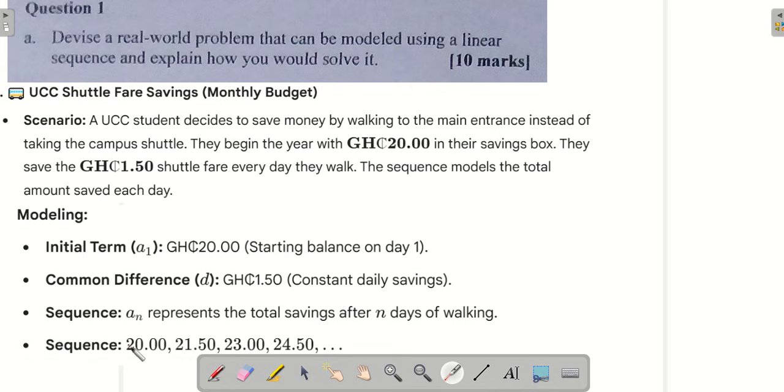So you can model the sequence. The starting point is 20. Then you keep adding 1.5. So you can get a sequence like this. We will come back to solve this because the question said we should also solve it. But this is just the model. That is one model. I want to give you 3 so that you can choose one of them.